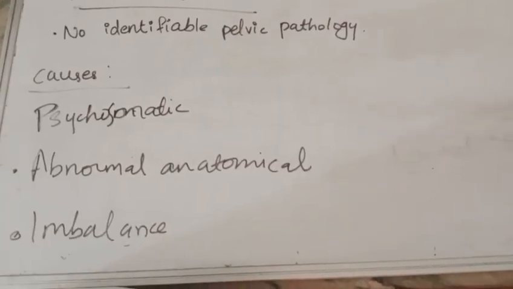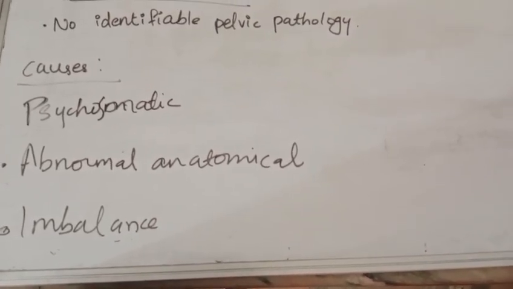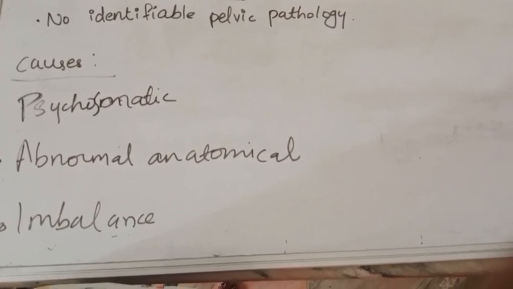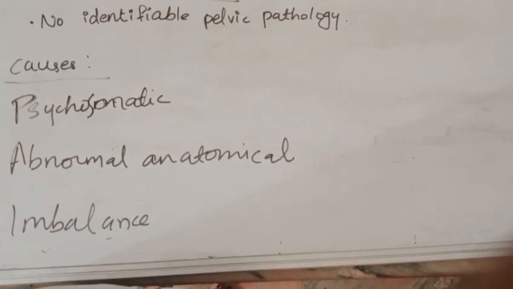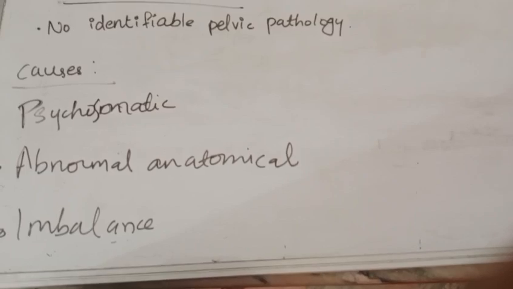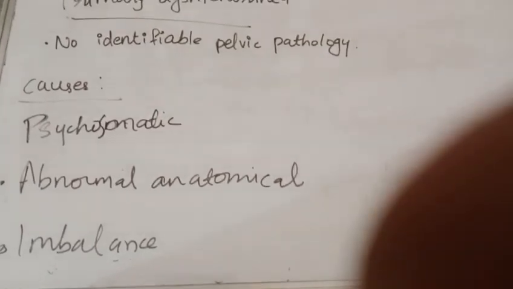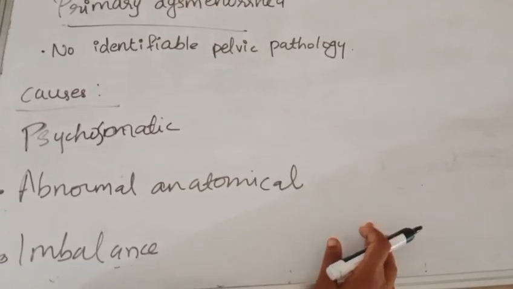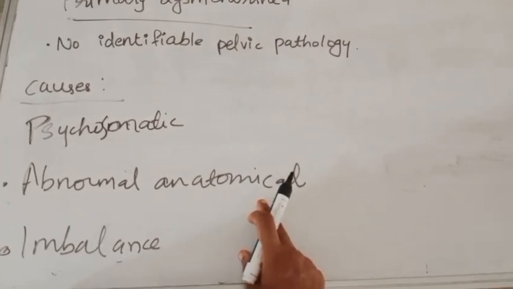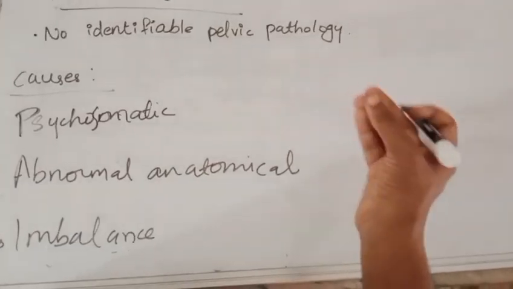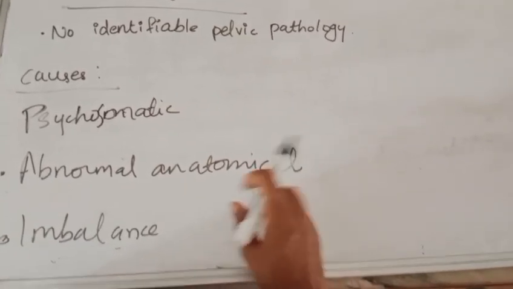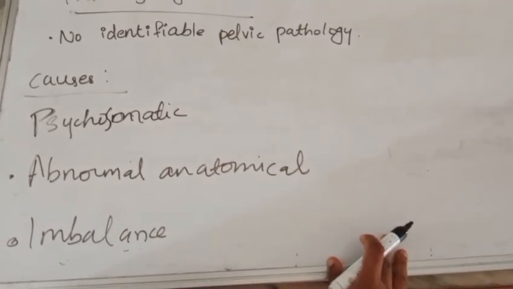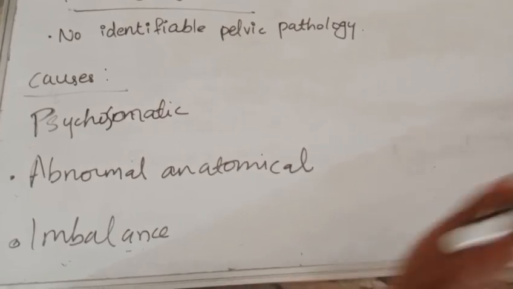Moving to the causes of primary dysmenorrhea: psychosomatic causes, abnormal anatomical causes, and imbalance in the autonomic nervous control of uterine muscles. What do you mean by psychosomatic causes? The psychosomatic causes are tension and anxiety during adolescence. Then abnormal anatomical and functional aspects of the myometrium, that is, uterine myometrial hyperactivity. And the last one is the imbalance in the autonomic nervous control of uterine muscles.